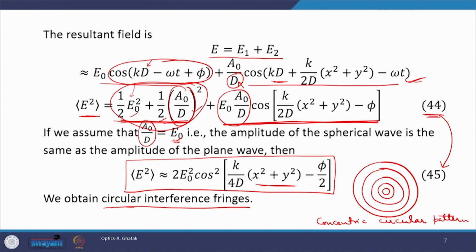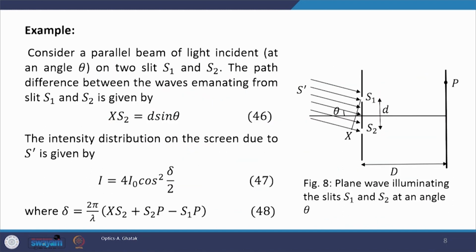Okay. Now, this is all about problem number 2. Now, we will move to our next problem, and the description of the next problem is as follows. We have two slits, S1 and S2, and a plane wave is incident on these slits at an angle theta with respect to the horizontal line. This is the horizontal axis, and with this axis the plane wave makes an angle theta.